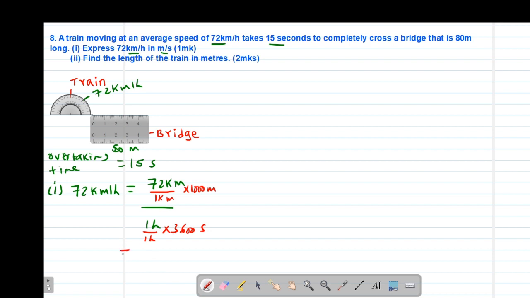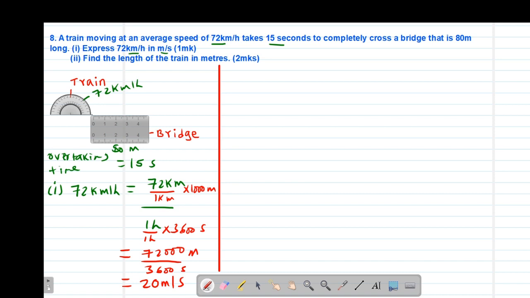So this is going to give me 72,000 divided by 3,600 meters per second. If I simplify, 72,000 divided by 3,600, I'm going to get 20 meters per second. So this will be the speed in meters per second: 20 meters per second.